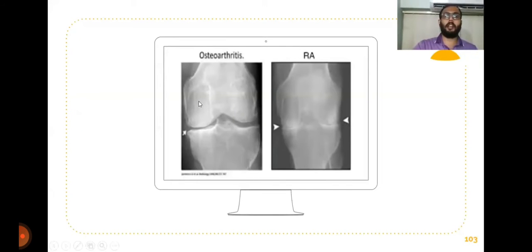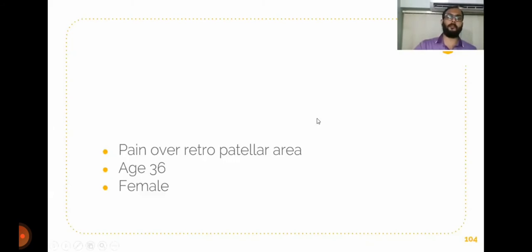And this is regarding the difference between osteoarthritis and rheumatoid arthritis. Here in osteoarthritis, there will be asymmetrical space reduction, osteophyte formation, and there is no osteoporosis. Here there is symmetrical space reduction, osteoporosis, and no osteophyte formation.